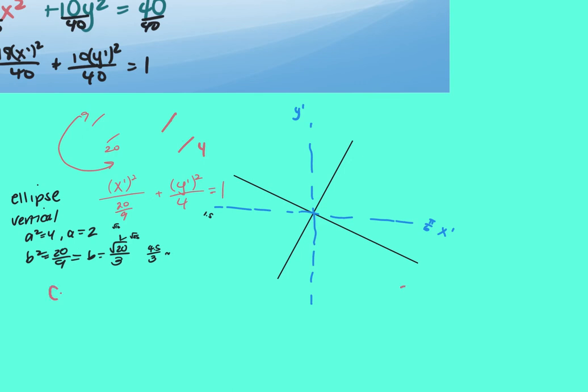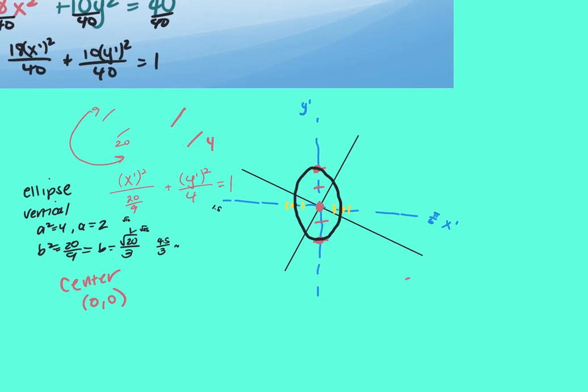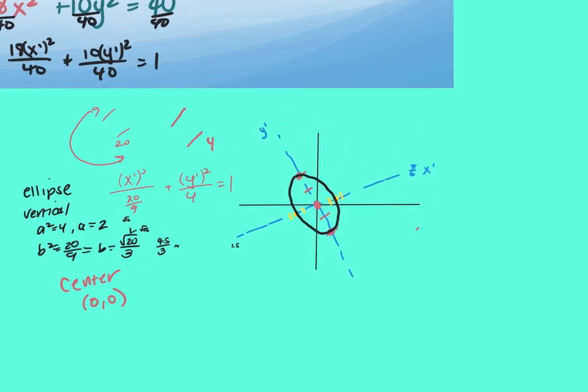You would find the center at 0, 0 because there's nothing after the x and nothing after the y. It's an ellipse, and we said it's vertical, so I'm going to go up and down 2. Those are my vertices. And I'm going to go right and left 1 point... Oh, I lost it. It's over here. 1.5. And then I'm going to draw the ellipse. So that when you turn it back, it should be a rotated ellipse.